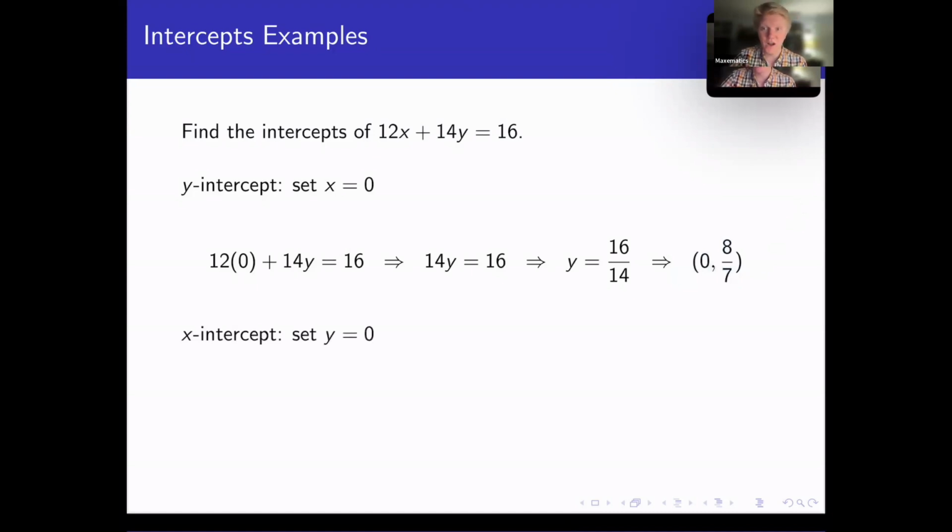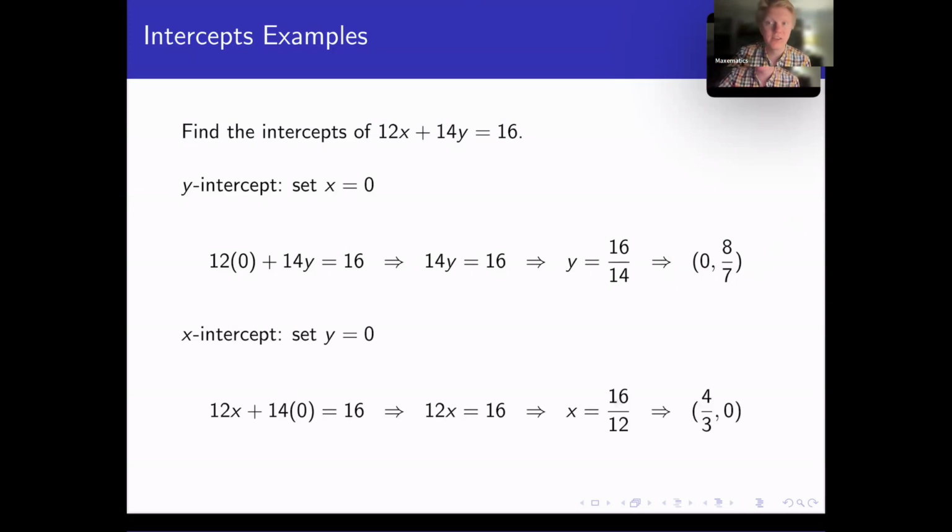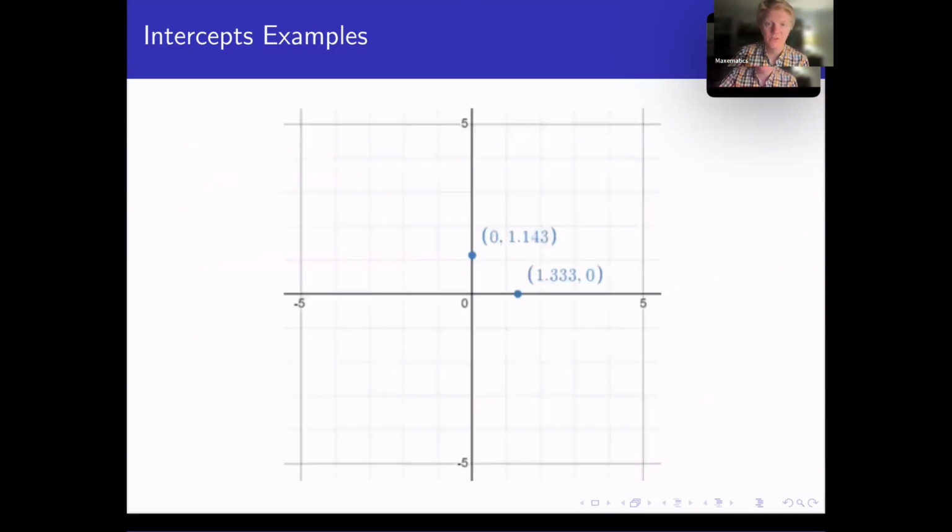X-intercept, let's set y equal to 0. So 12x plus 14 times 0 equals 16. 12x equals 16. Divide both sides by 12. 16 over 12 is 4/3, but for x-intercepts, it would be (4/3, 0). So there is (0, 8/7) and (4/3, 0).